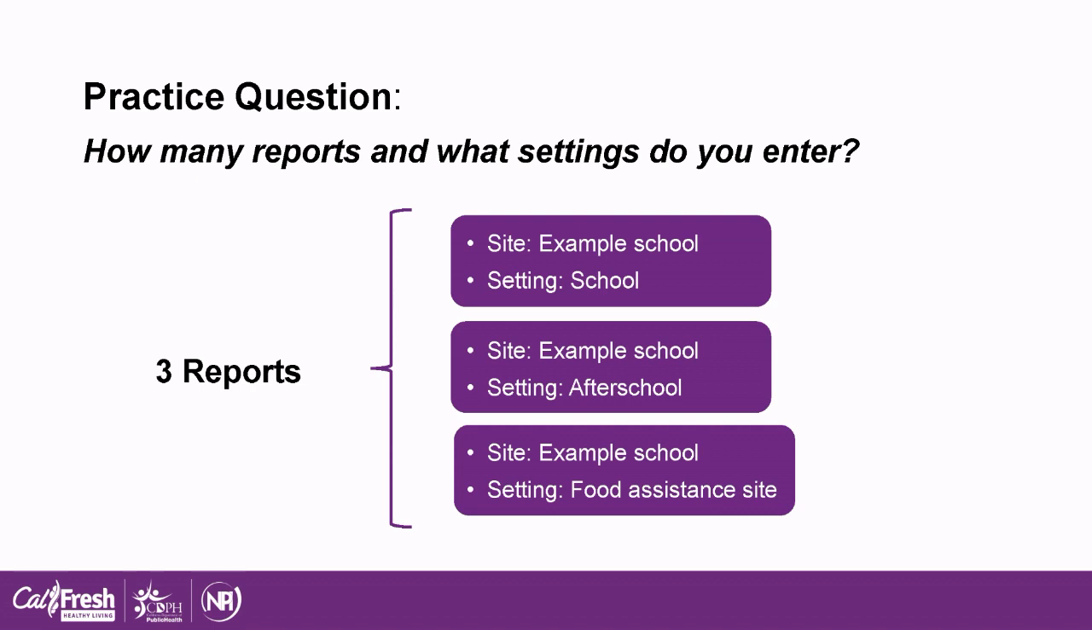The correct answer to this example question is going to be three reports. One will be under the setting school, one will be for after school, and one will be for food assistance sites. The first sentence we read touches on school-based wellness work, which is where we get our entry with school for the setting. There's also discussion of two after-school programs. Both of these will be umbrellaed under one report with after school as the setting. Finally, we read that the school is being used as a food distribution site, which is how we get our third report with food assistance site as the setting.